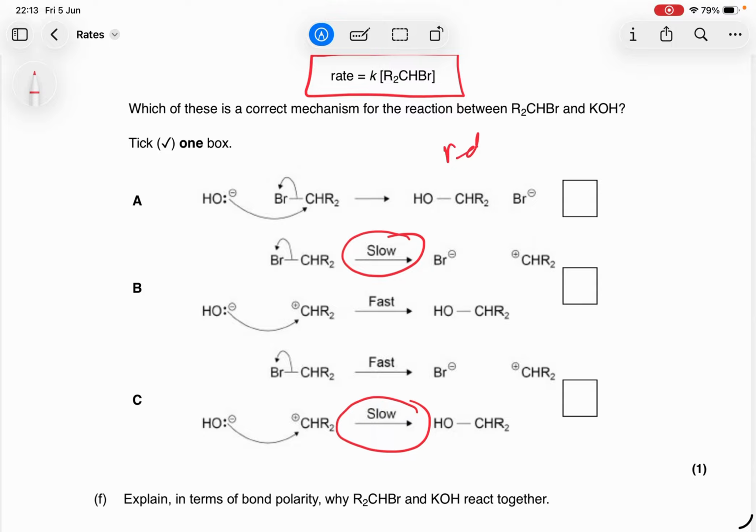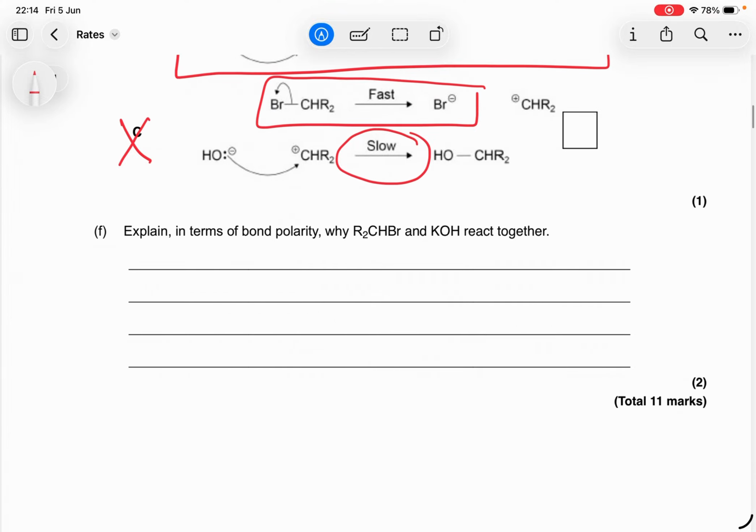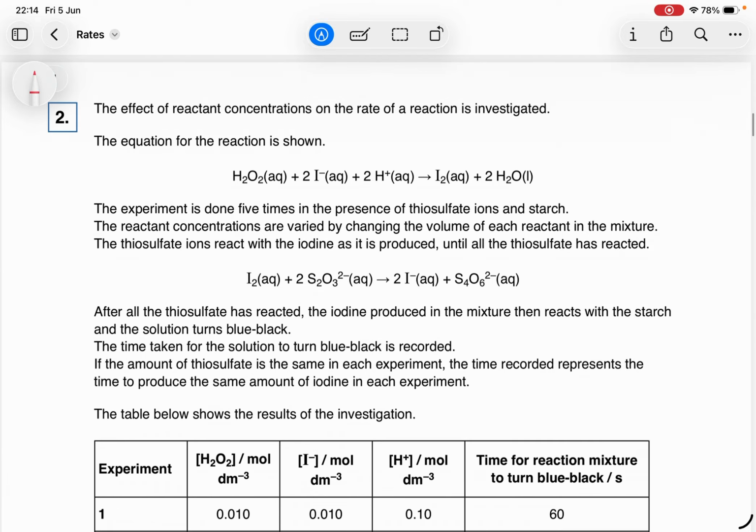The reason why it can't be C is because in the C, this first step is fast, whereas in B, if you look at B, the first step is slow because it contains BrCH2, which is the species present in the rate equation. So that would be the right answer. And then that's organic, which we can look at a later time.